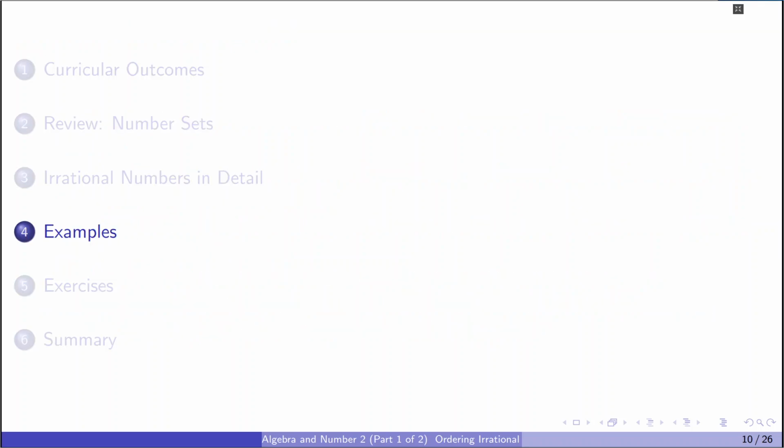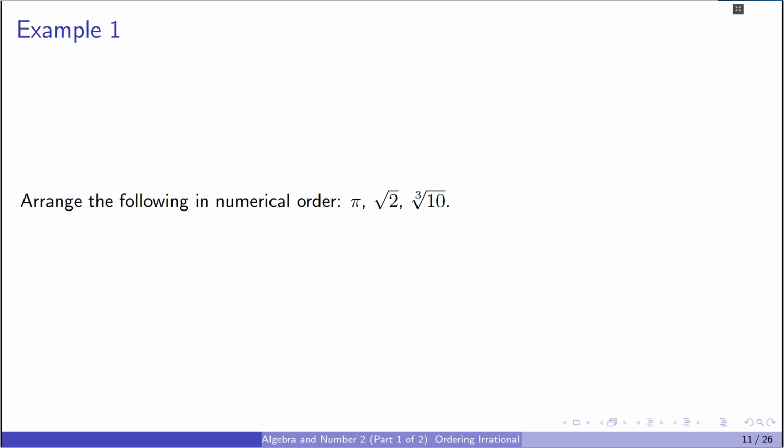All right, examples. So let's put these in numerical order. We've got pi, the square root of 2, and the cube root of 10. So calculators are allowed in this course. I'm assuming that we're just going to use the calculators to get an approximation for it. You could get other approximations.